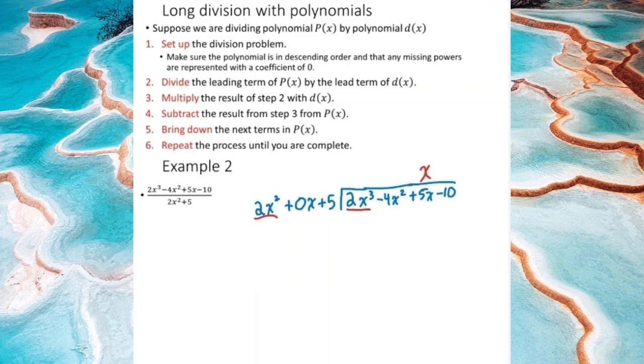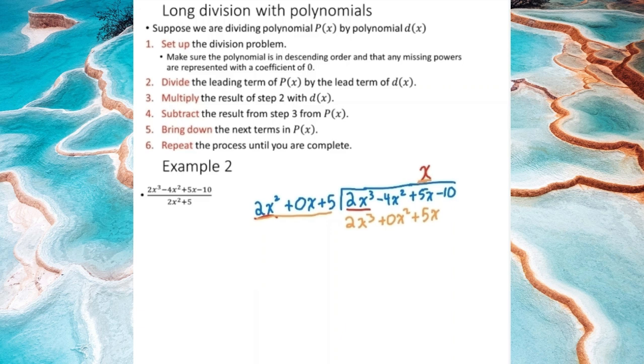Now that we've completed step 2, the dividing step, we'll move to the multiplying step. We'll take our result from step 2, the x, and we'll multiply that with our polynomial that's doing the dividing, the 2x squared plus 0x plus 5. And we get 2x cubed plus 0x squared plus 5x, which I'm going to write underneath my dividend, and I'm going to write it so all the corresponding powers are aligned.